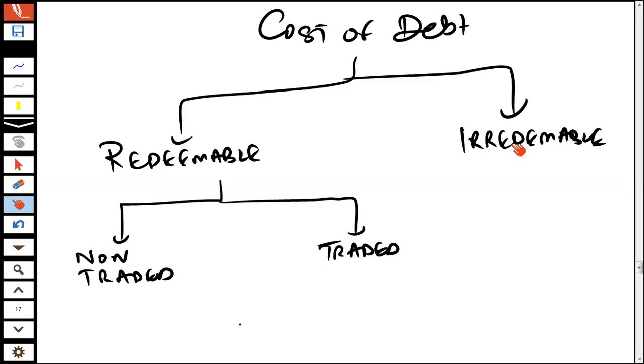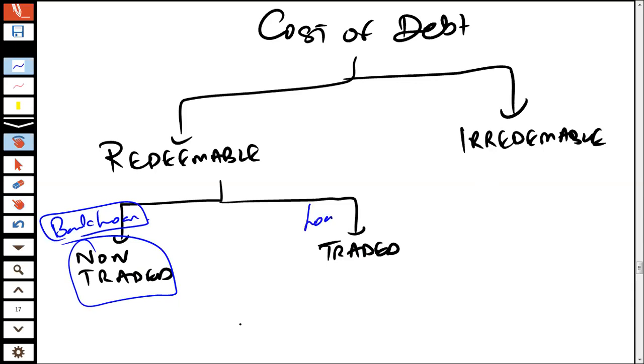When you have a redeemable debt, you can have a traded debt or a non-traded debt. What do you mean by traded debt? What do you mean by non-traded debt? For example, if you've got a bank loan, that is going to be considered as a non-traded debt. Loan notes are going to be considered as a traded debt.